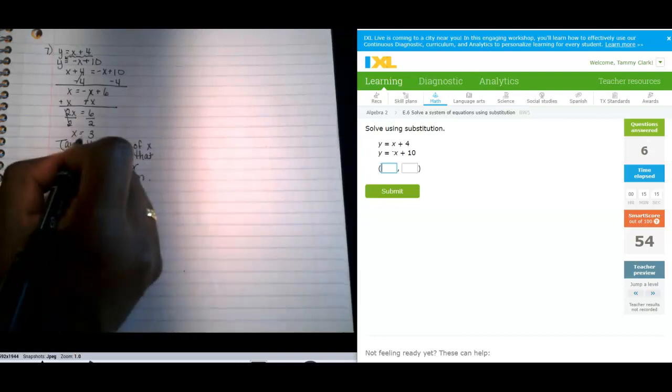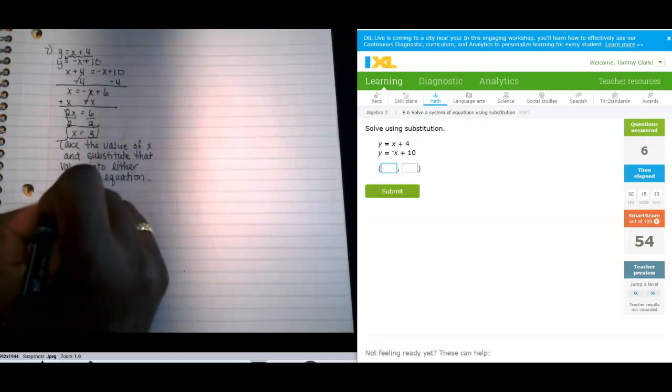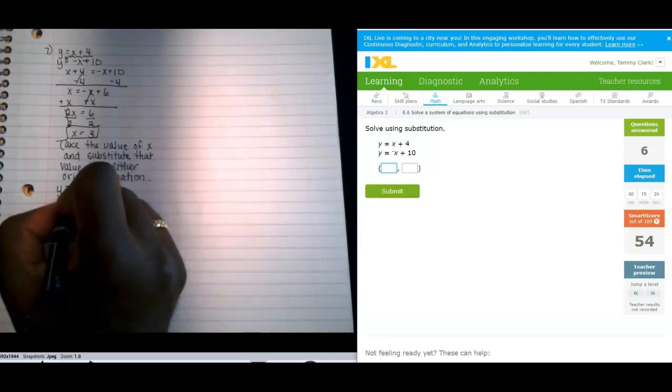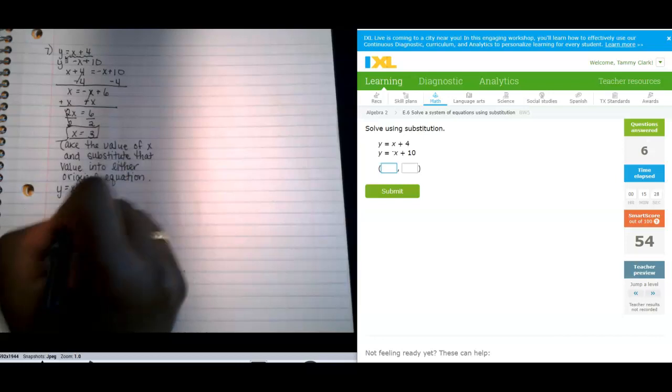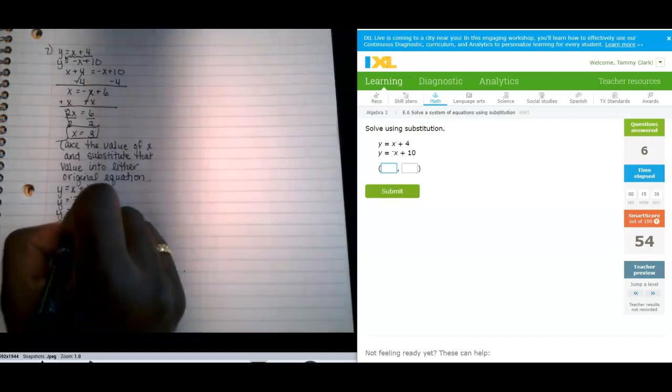So I know now that x is 3, so I'm going to take the value of x and I could choose to substitute it in the first equation. So I could say y is equal to, instead of x plus 4, y is equal to 3 plus 4, and that would give me y is equal to 7.